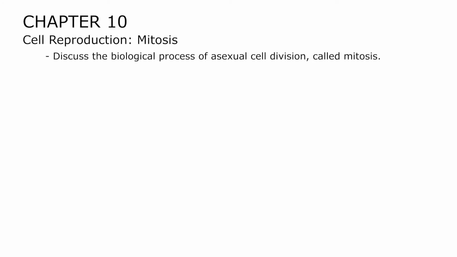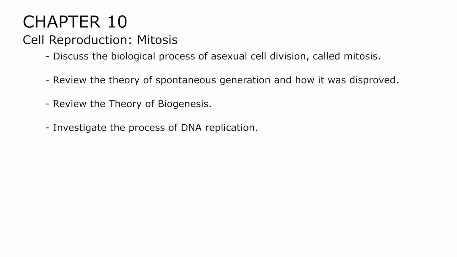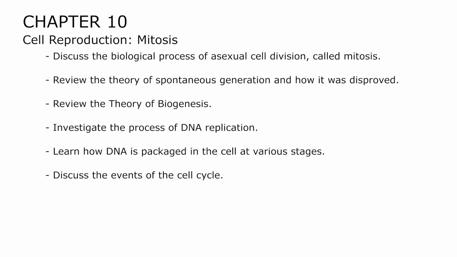In this chapter, we will discuss the biological process of asexual cell division, called mitosis, review the theory of spontaneous generation and how it was disproved, review the theory of biogenesis, investigate the process of DNA replication, learn how DNA is packaged in the cell at various stages, and discuss the events of the cell cycle.